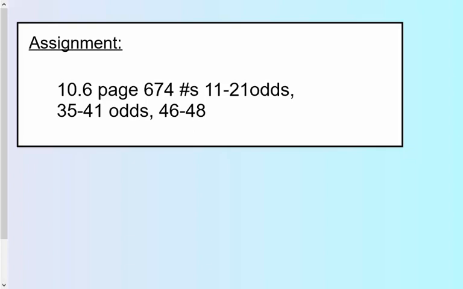Alright, so there you go. That is the formula, and that is how to identify which method to use. We're going to be practicing this a lot, and then we'll have a day 2 on 10.6 so you guys can practice a little more.